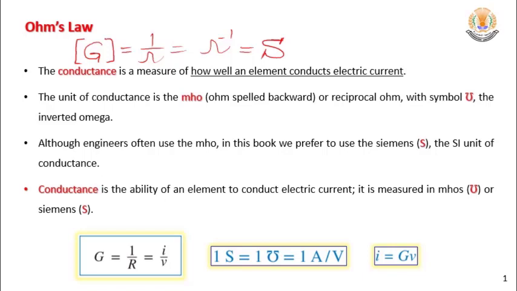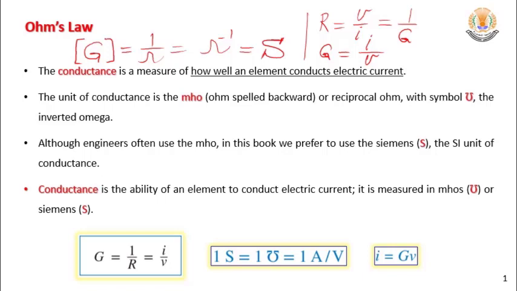And conductance is the ability of an element to conduct electric current. It is measured in Siemens or mho, okay? What is G? G is 1 over R, the reciprocal of the resistance. We defined before from Ohm's law that R is V over I. And we agreed that the conductance is the reciprocal of the resistance, 1 over R. This means G is I over V. Do you agree?